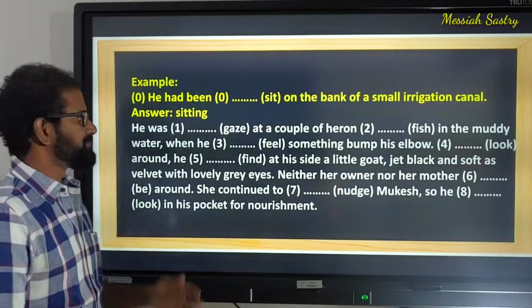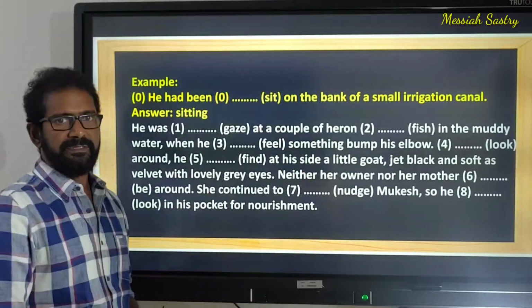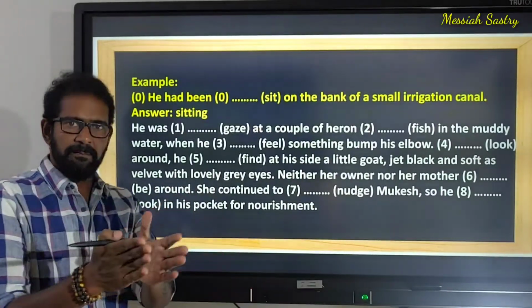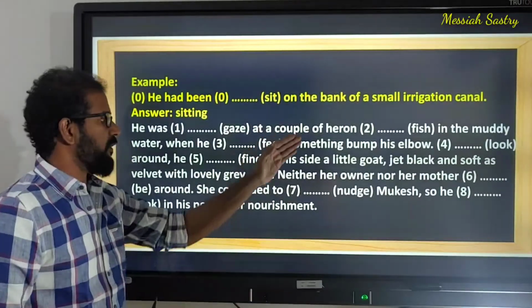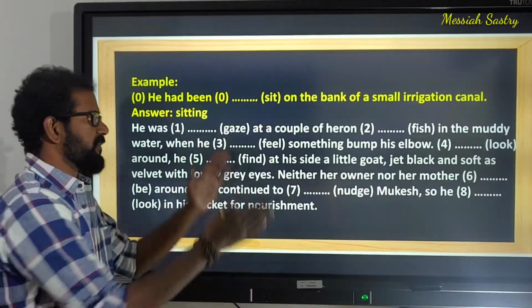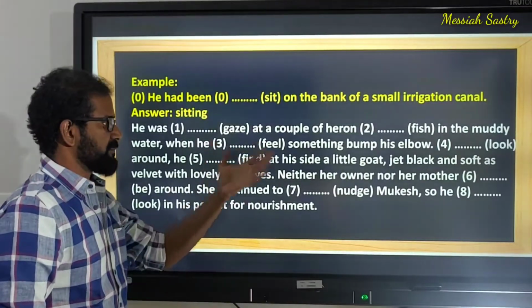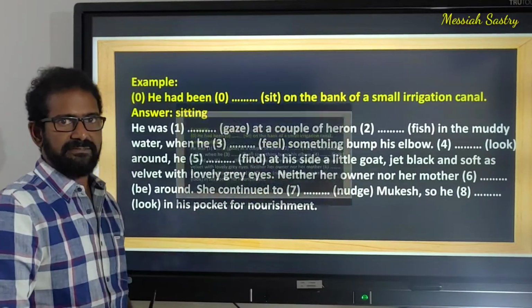First question, fill in the blanks with the correct form of the verb. So correct tense. We have two tenses, present tense and past tense. The paragraph has to be filled either with the present tense or with the past tense. Before deciding whether it should be filled with present or past, we are supposed to read the paragraph and understand it. So let's read and understand.